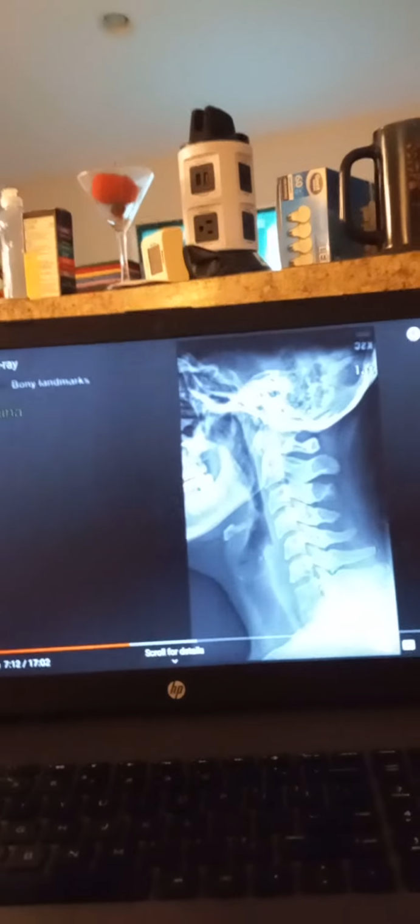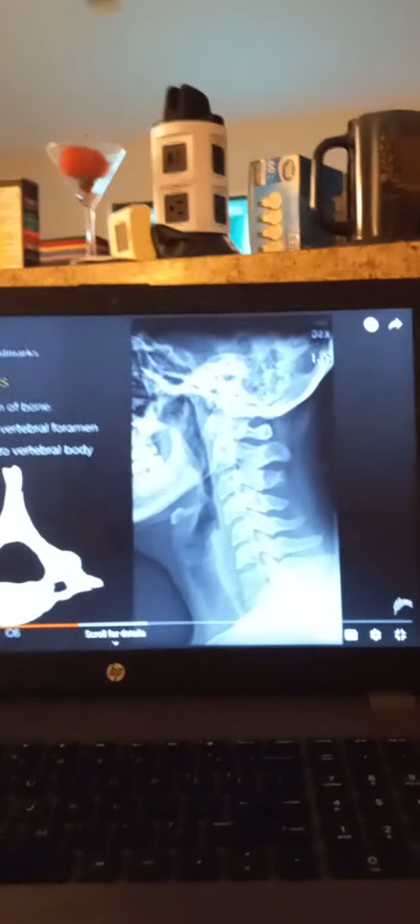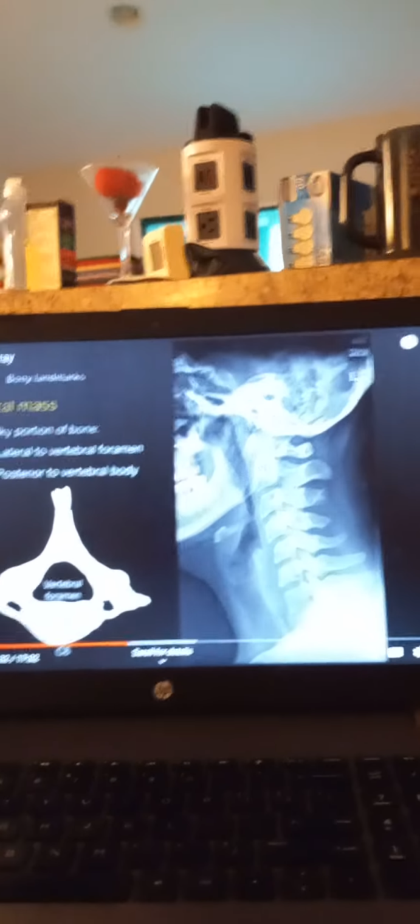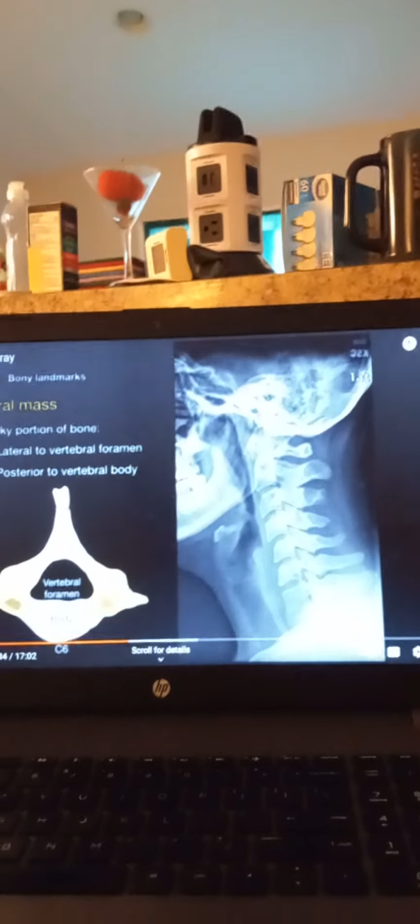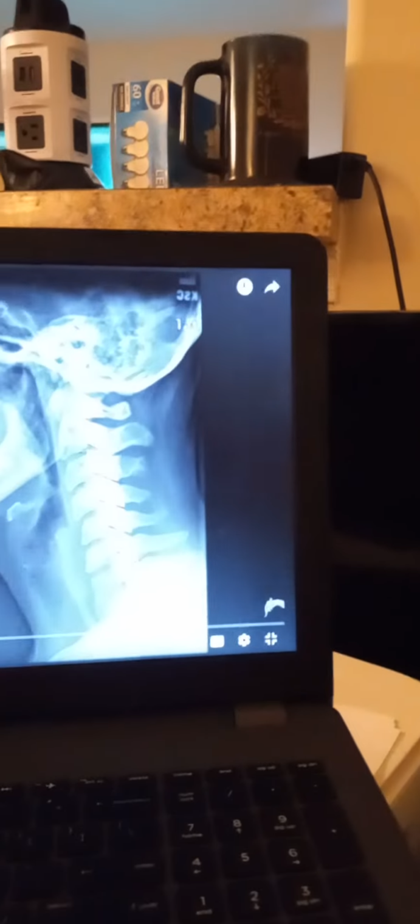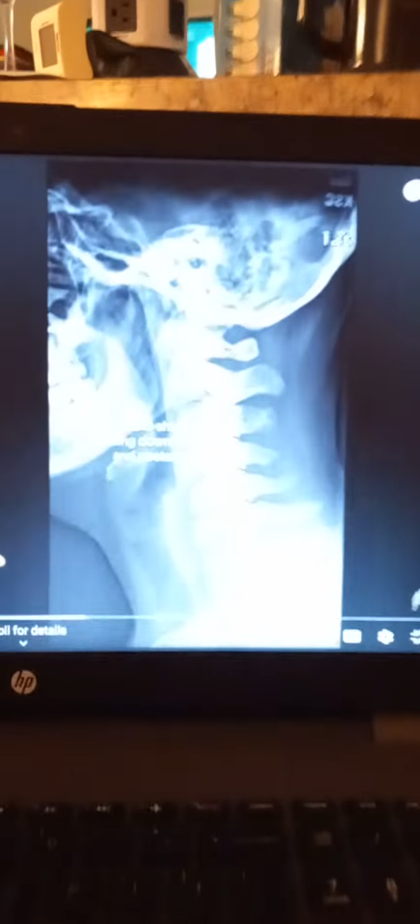So there is a difference. The next is something called the lateral mass. This is one that's used more in radiology, not so much in gross anatomy. It's the bulky portion of the cervical bone, lateral to the vertebral foramen but posterior to the vertebral body. So there's our C6 vertebra, and there's the vertebral foramen, and there's the body. So we go like this. That is the lateral mass. And the way that it looks in this lateral cervical x-ray is rhomboid shaped, and it projects downward and posteriorly.